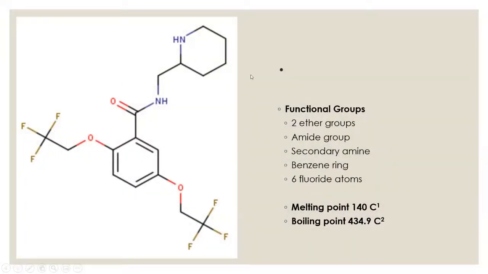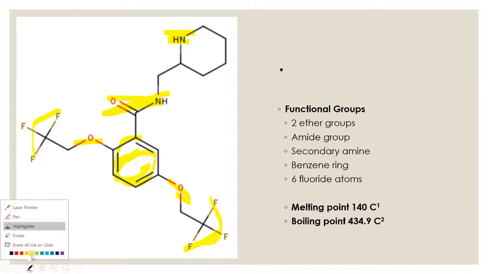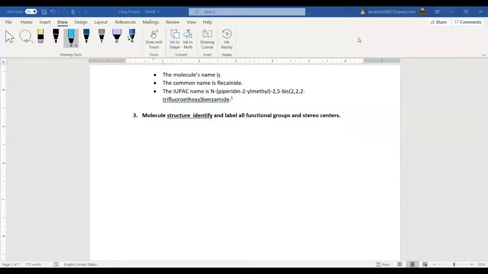Now this is the structure of flecainide. It contains a secondary amine, an amide group, two ether groups, a benzene ring, and 6 fluorine atoms. The melting point of flecainide is 140 degrees C, and the boiling point is 434. This is the IUPAC name of flecainide.